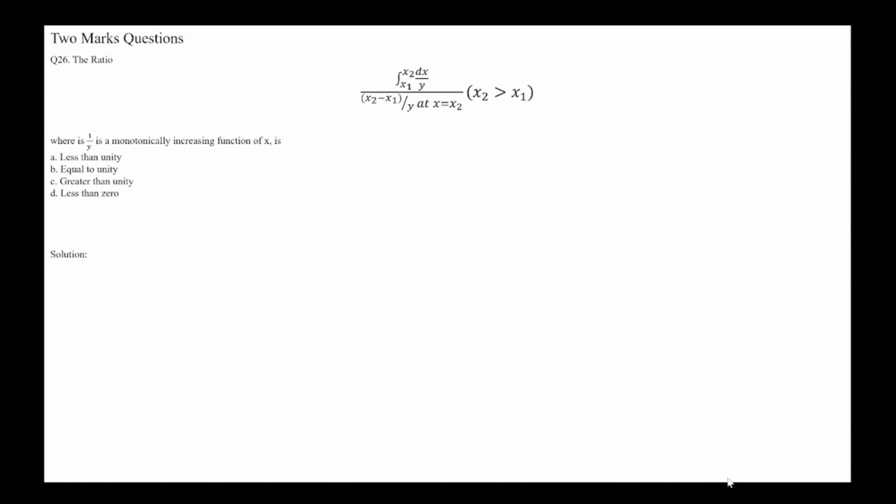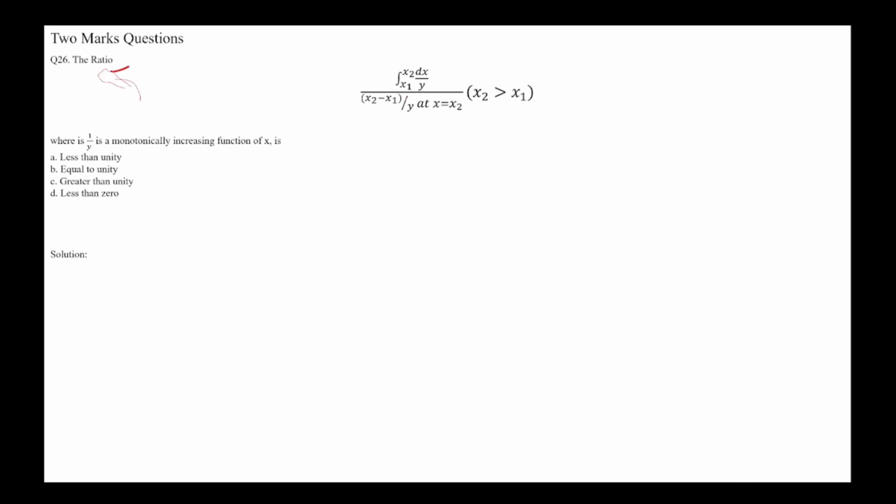So in continuation of the previous GATE series, we have completed 1996 section A, and now we will solve 2 mark questions of section 1996. Then we will make a separate video for 5 marks questions. Okay. So the very first question here is the ratio.